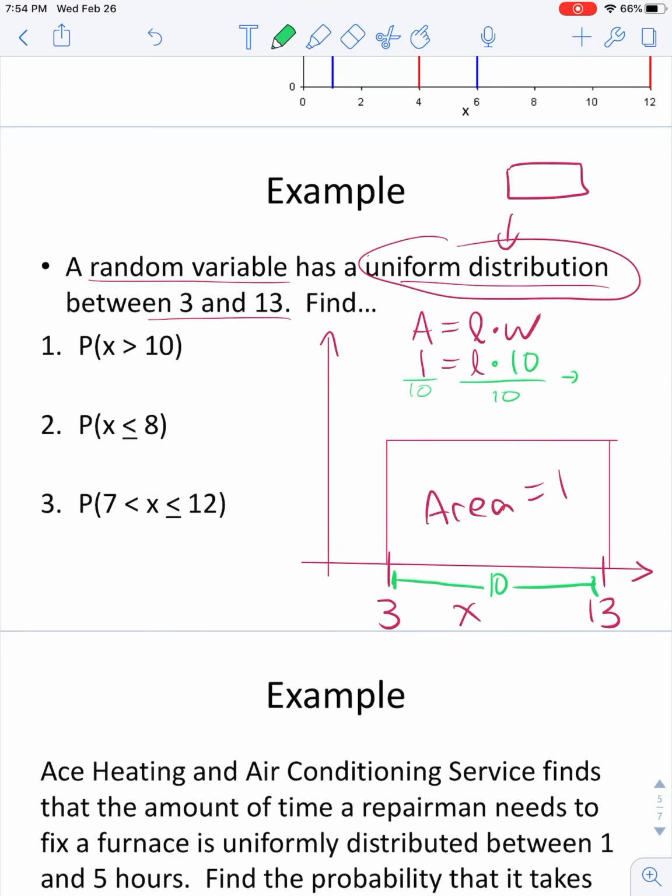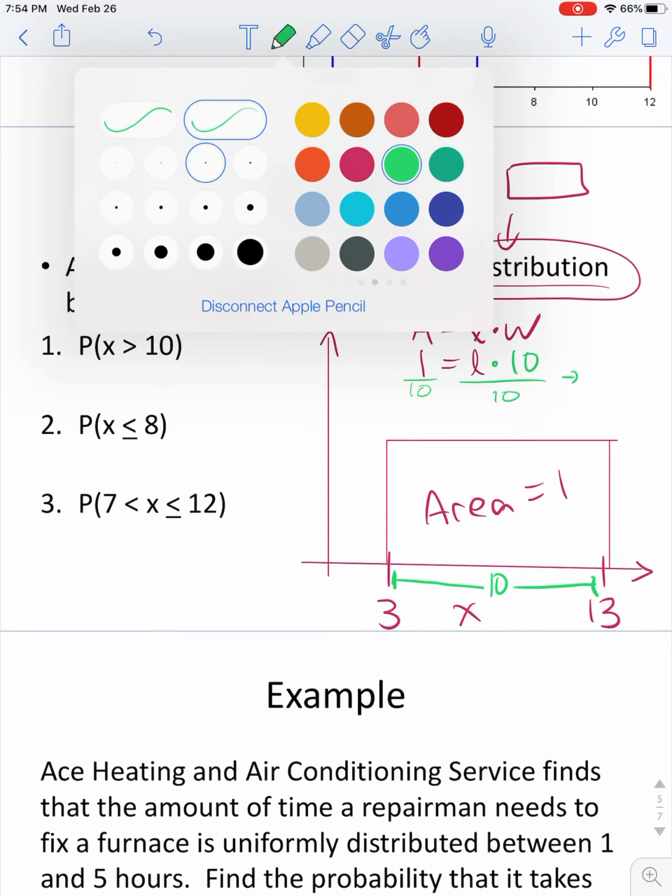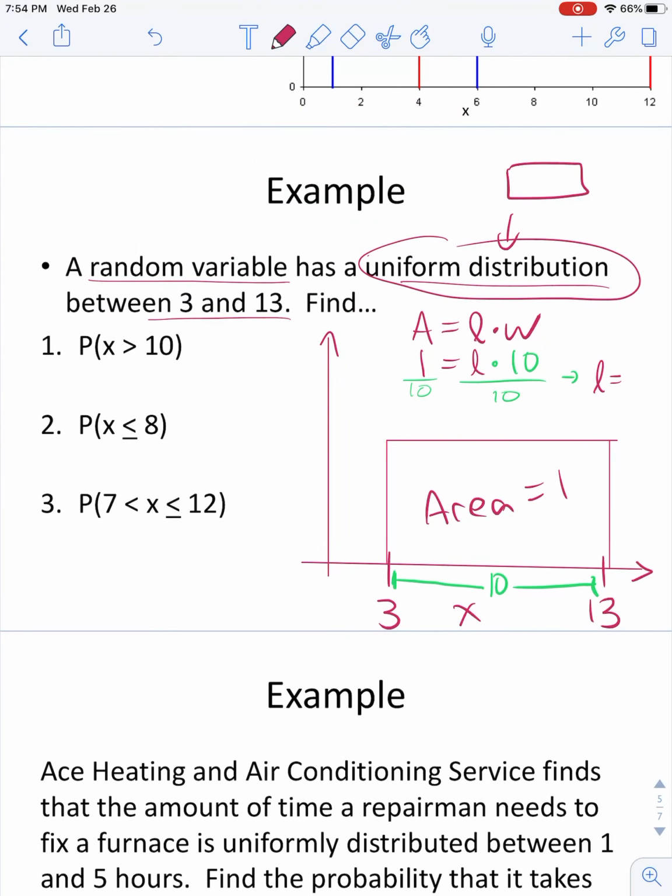If I want to solve for the length, I could divide by 10. And that gives me an answer of the height, or the length, whatever you want to call it here, equaling 1/10. That is this height right here, which 1/10 also equals 0.1. So now I know the height is 0.1. I know the width is 10. Well, this is actually huge because this is the probability of x for all those individual x's. So the height matters here. It's really important.